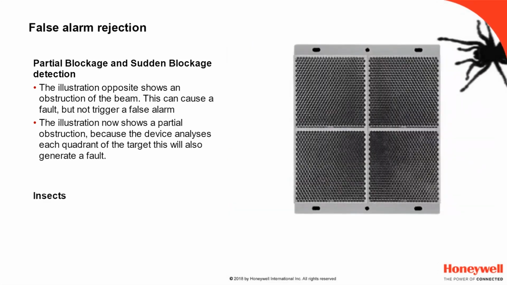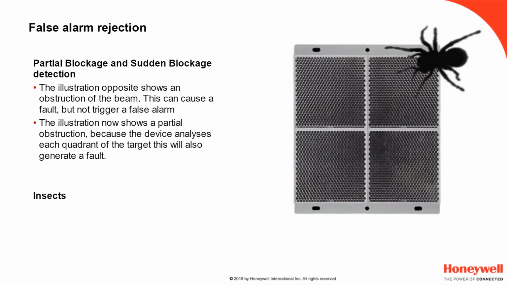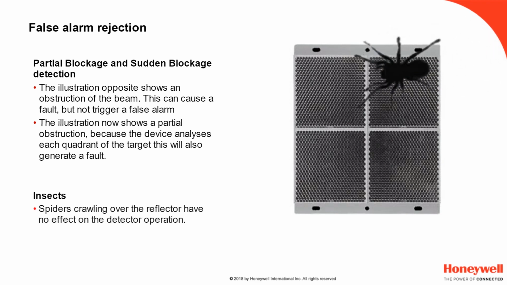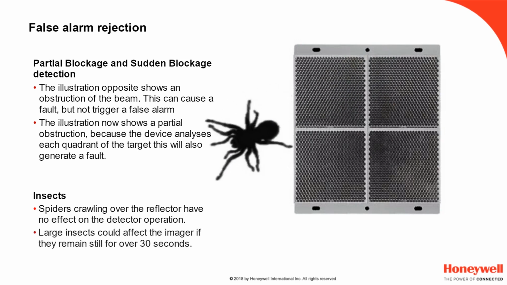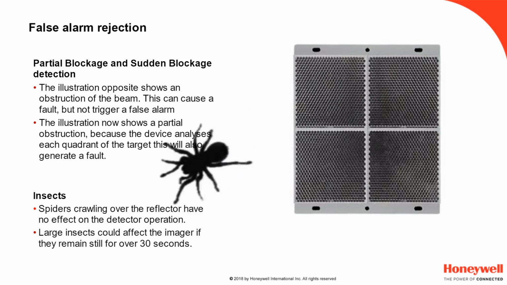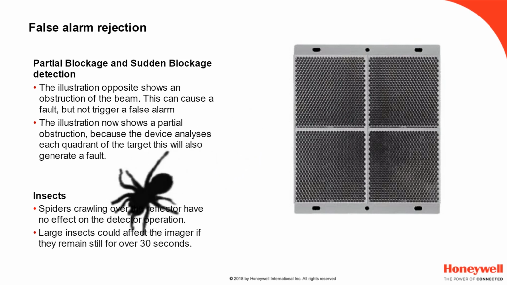With the detectors normally operating in the ceiling space of a building, they often end up sharing that space with insects and birds. The device is calibrated to ignore transitory obscuration, but if the obscuration is sufficient and persists, the device will go into a fault rather than an alarm.